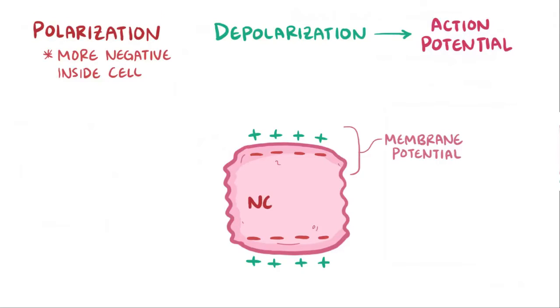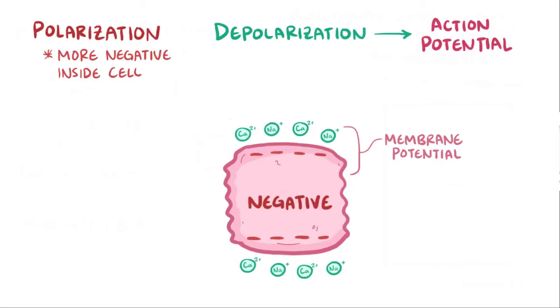So if the membrane potential is negative, the inside of the cell is more negative than the outside. If it's positive, the inside is more positive than the outside. And if it's 0 millivolts, then the inside and outside have the same charge. There's 0 millivolts of difference. Alright, so the key here is understanding how the membrane potential changes. And it all comes down to the movement of ions.